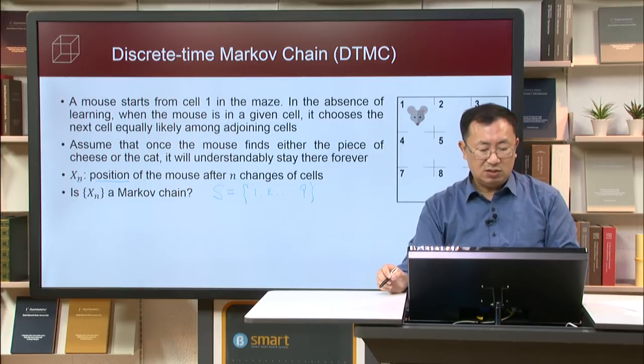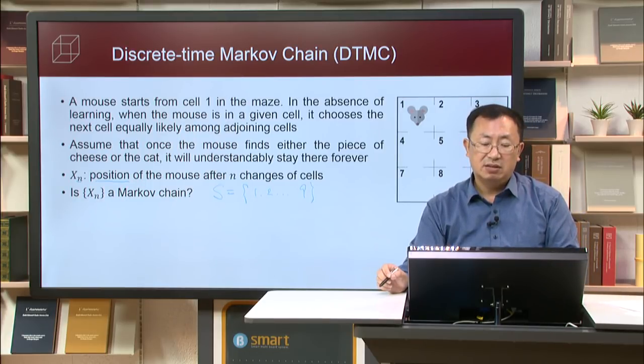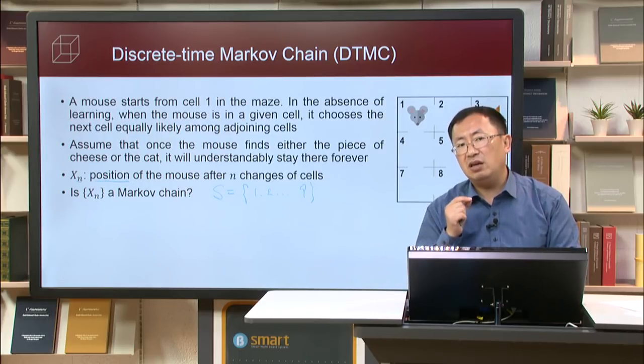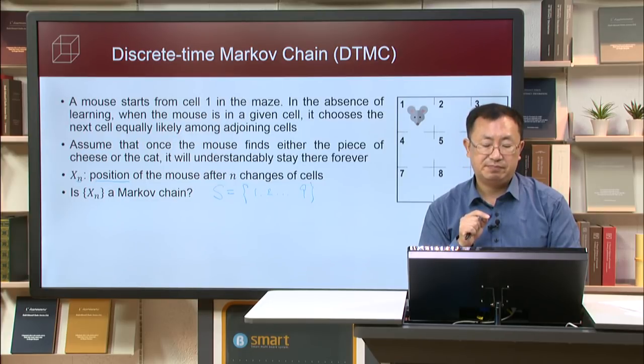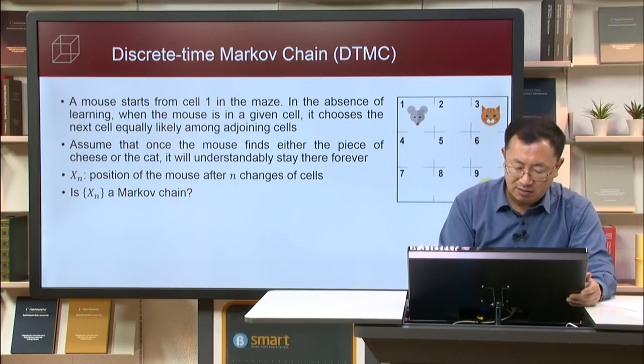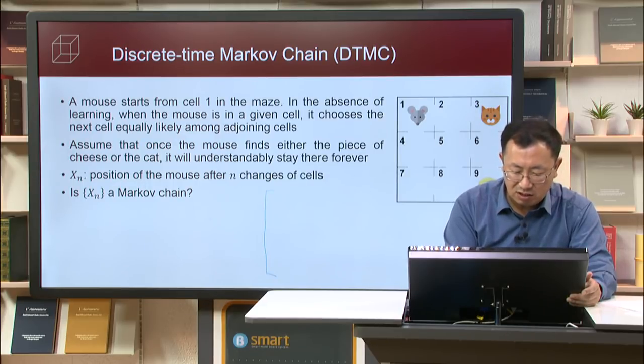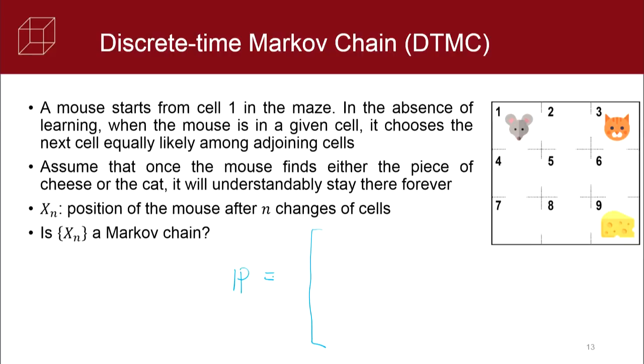So the next question is, is this a Markov chain? In other words, can we express this situation by using the one-step transition probability matrix? Okay? So let's construct the one-step transition matrix. I list all possible states 1, 2, 3, 4, 5, 6, 7, 8, 9. This is the case Xn, and then Xn+1, which is the next state, 1, 2, 3, 4, 5, 6, 7, 8, 9.